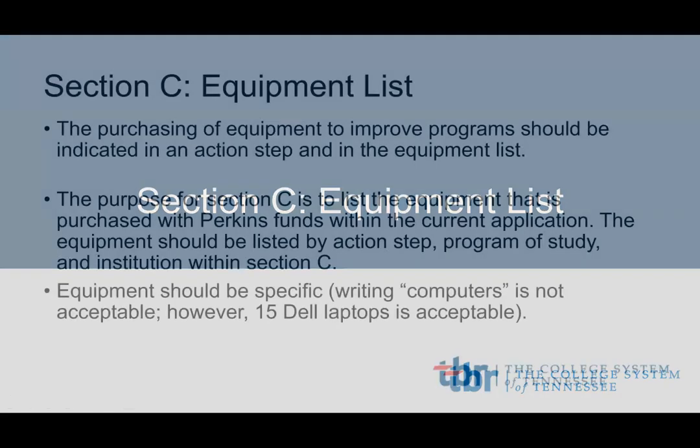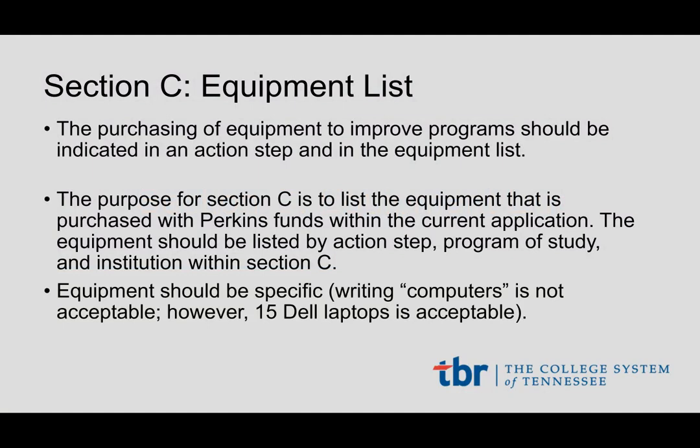Equipment list. The purchasing of equipment to improve programs should be indicated in an action step and in the equipment list. The purpose for Section C is to list the equipment that is purchased with Perkins funds within the current application. The equipment should be listed by action step, program of study, and institution within Section C. Note that this equipment list is in addition to the ongoing permanent Perkins equipment list that is maintained for equipment purchased this year and in years past.